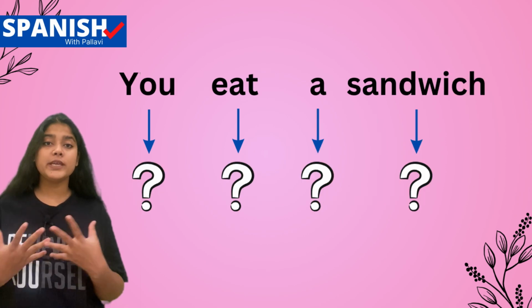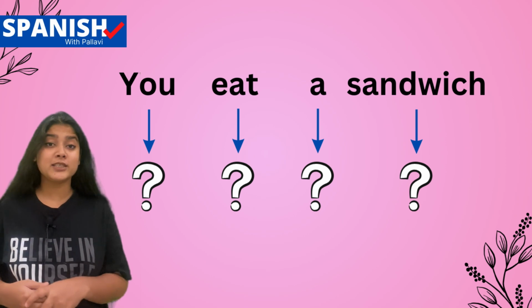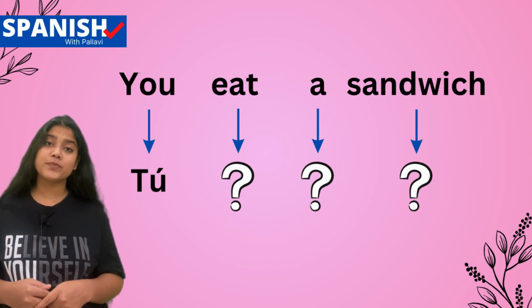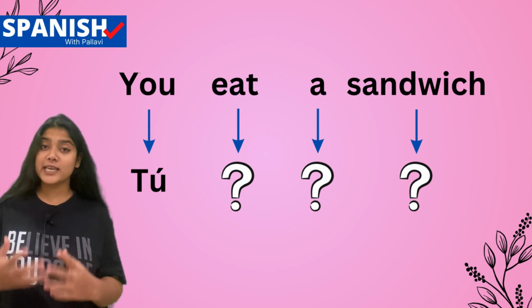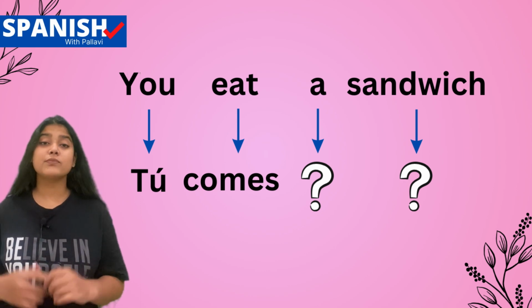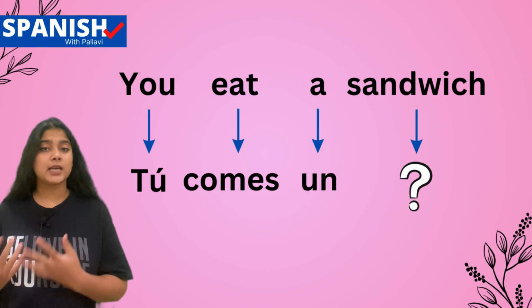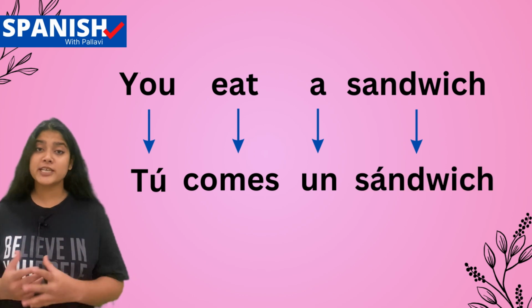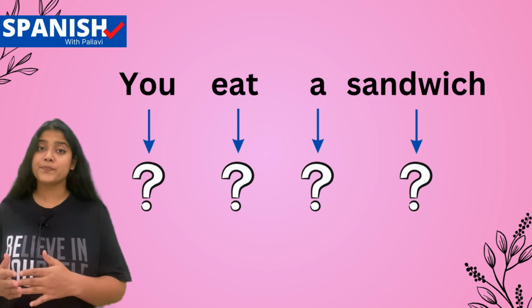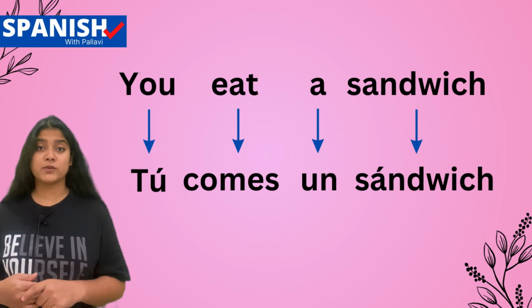Next, you eat a sandwich. How do we say that in Spanish? One by one we'll do it. You will be tú. Eat will be comes. A sandwich, un sandwich. So the whole sentence will be: you eat a sandwich. Tú comes un sandwich.